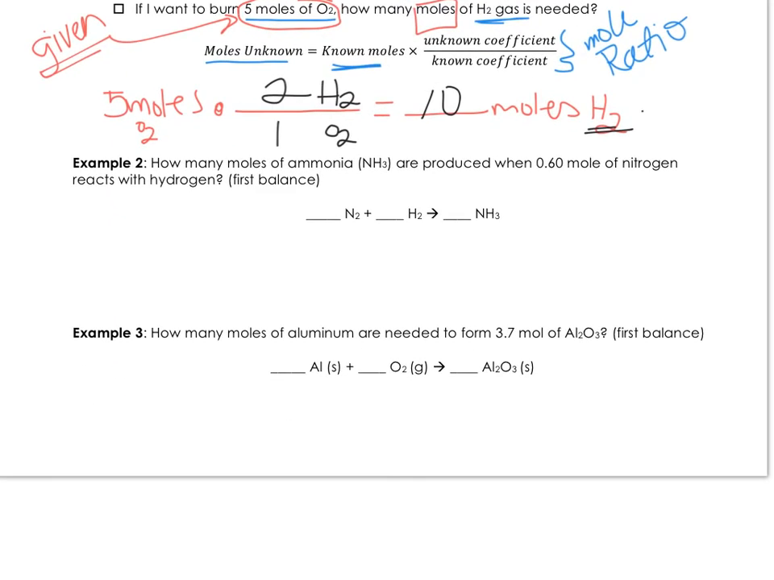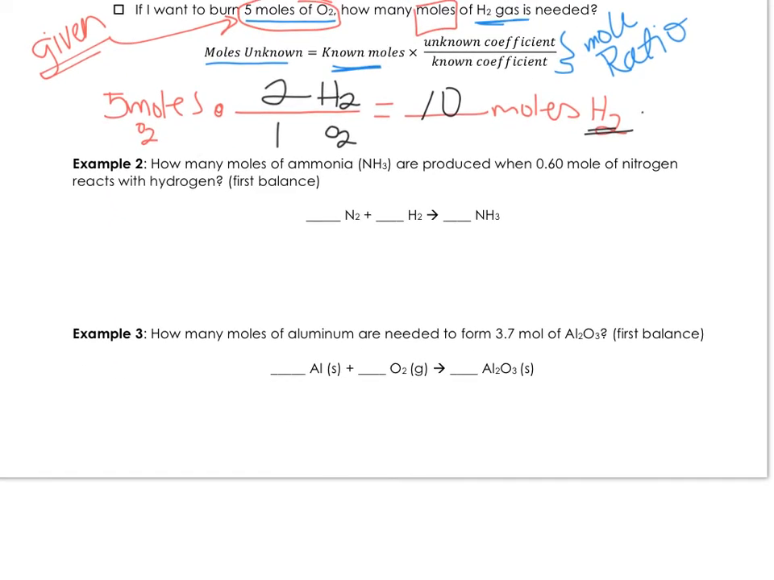Okay, so let's take a look at example 2. The first thing that we need to do is make sure that we are balancing the reaction. So before I even read the question, I'm going to balance. I see that my N's are out of whack. I'm going to put a 2 in there, and then I'm going to recount my H's. I've got 3 times 2 is 6, so I need to put a 3 in here, and I'm going to put a 1 in for my N2. Alright, so now I'm balanced.